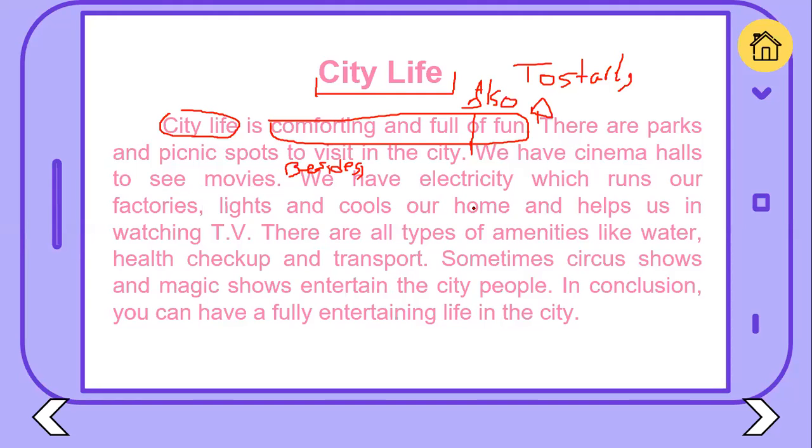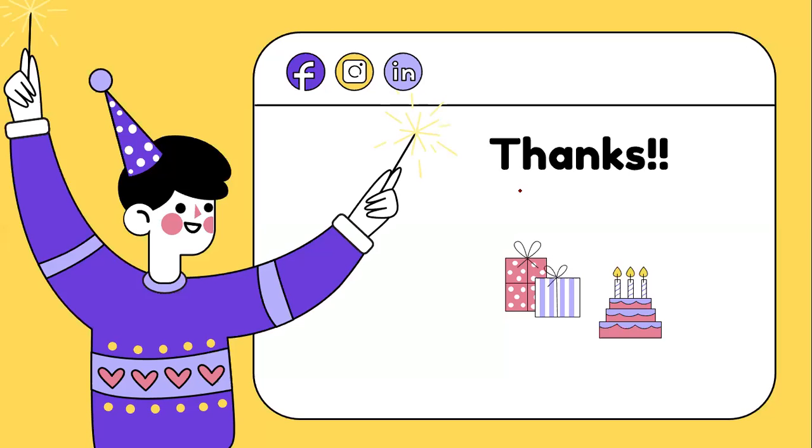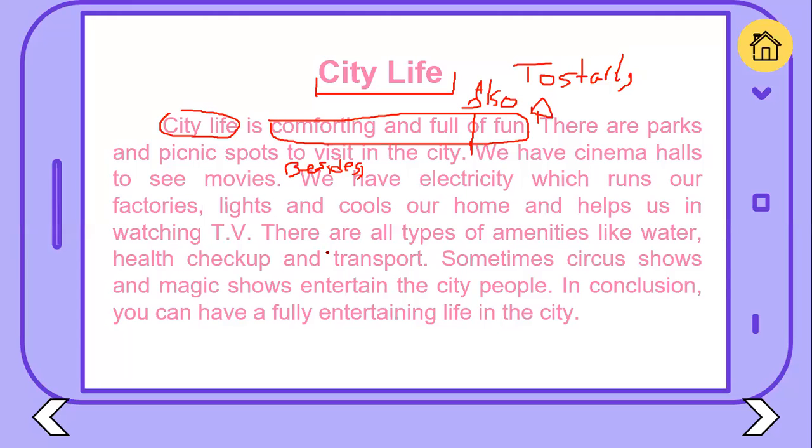So you see, I'm giving information about city life. I'm telling how city life is comforting and full of fun. First of all, you can visit different places like cinema halls. You have electricity that helps you to have light and to cool and warm your homes and to watch television. Plus here we can say moreover, there are all types of amenities like water, health checkup and transport.